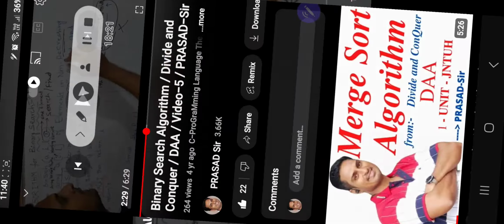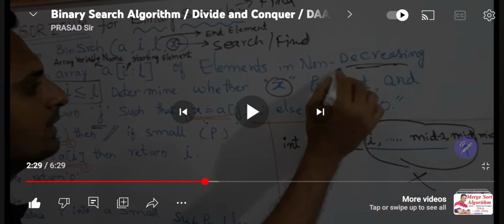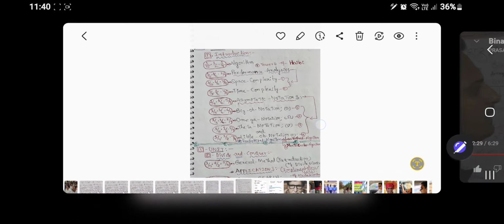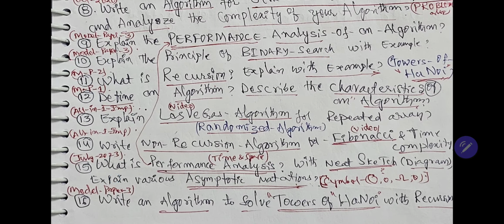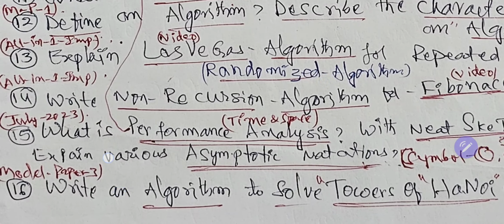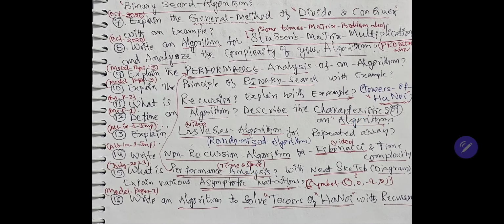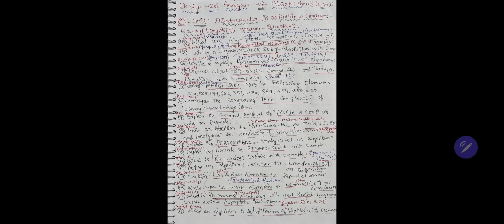Okay. So now we will see. This is the syllabus, and these are important questions. 16 I have given, 16. The 16th question is: write an algorithm to solve towers of Hanoi. Some questions are repeated. I have written all the questions, 99% from this only you will get.